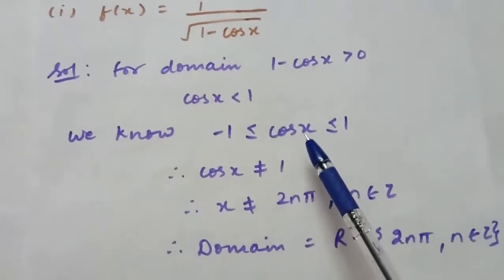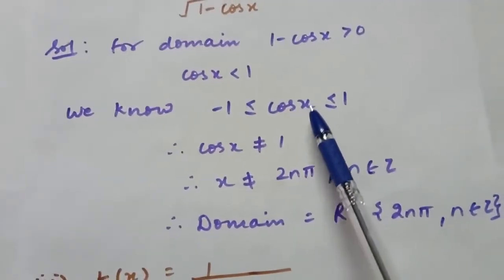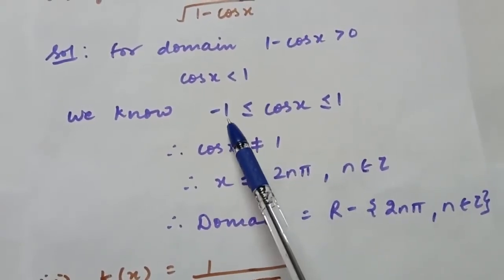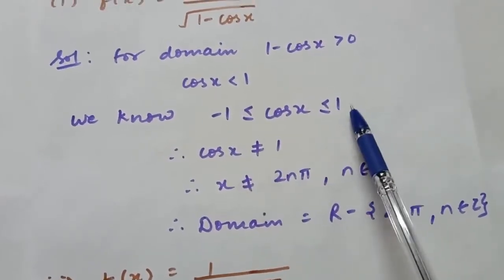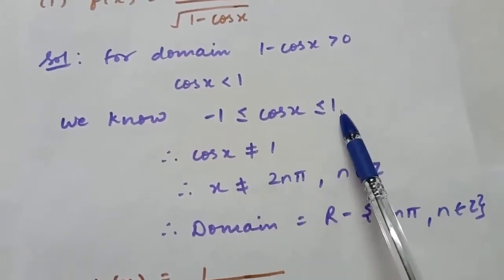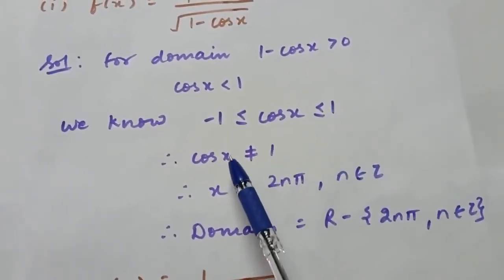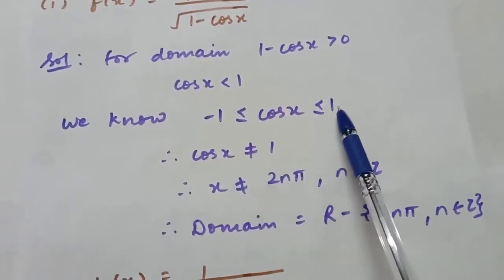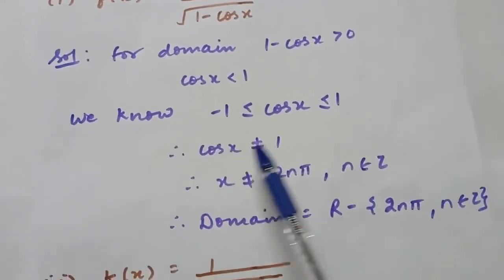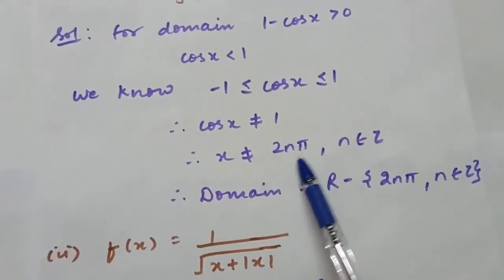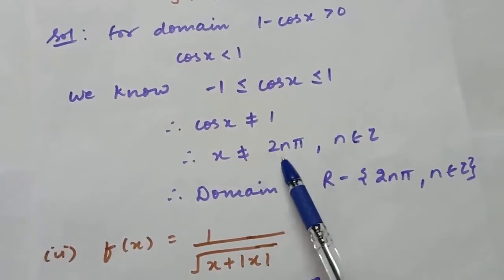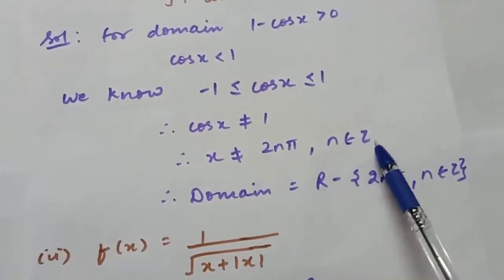You will study this in 3rd chapter. For this question, just understand that cos x lies between minus 1 to 1. So we want cos x to be less than 1 and cos x lies between these two numbers. Now we should not take those values of x for which cos x is equal to 1. Other than that, cos x will be less than 1, right? So cos x is equal to 1 at x equal to 2n pi. So we don't want cos x equal to 1. So x should not be equal to 2n pi, where n belongs to the integers.